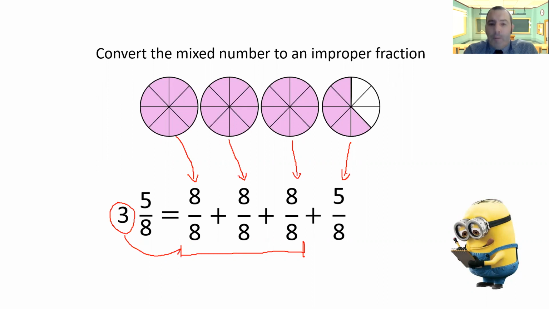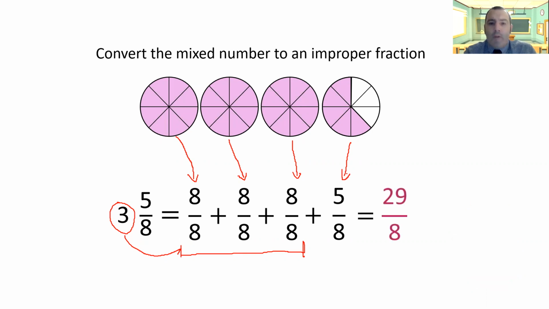Now what we need to do, we need to add them together. And remember, we don't touch the denominators unless they're different. In this case, they're not. They're all the same. So I'm only going to look at the numerators. I'm going to add my numerators together. I've got 29. So 8 add 8 gives me 16. Add 8 gives me 24. Add 5 gives me 29.